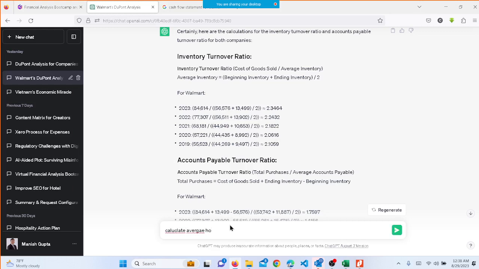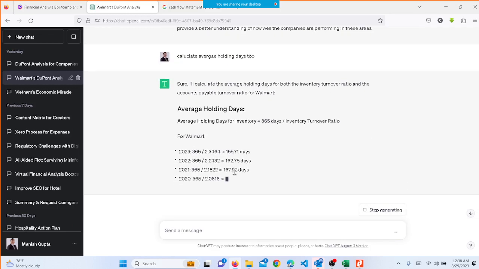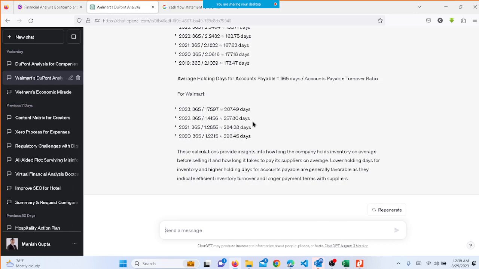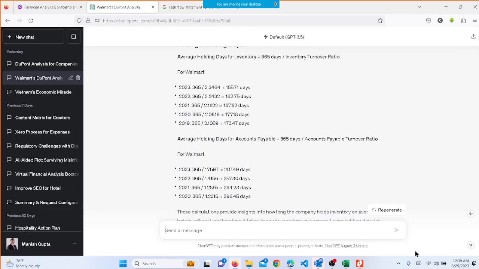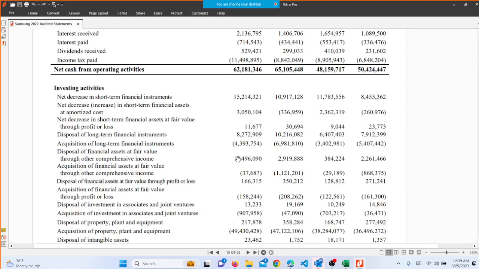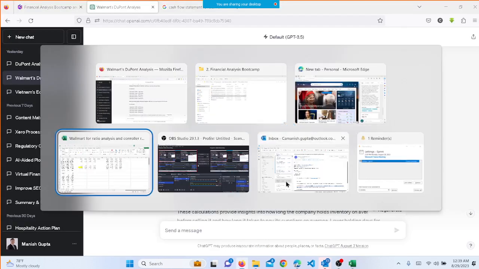Calculate average holding period. So how many days does it take to sell the inventory? The inventory days for Walmart is about 155 days to hold the inventory, and to pay the suppliers it takes about 207 days. So it takes longer. Wow, it's quite a lot. I don't know if the number is correct or not, but let's assume it's correct for now, or we can calculate it ourselves. So let's calculate it ourselves.